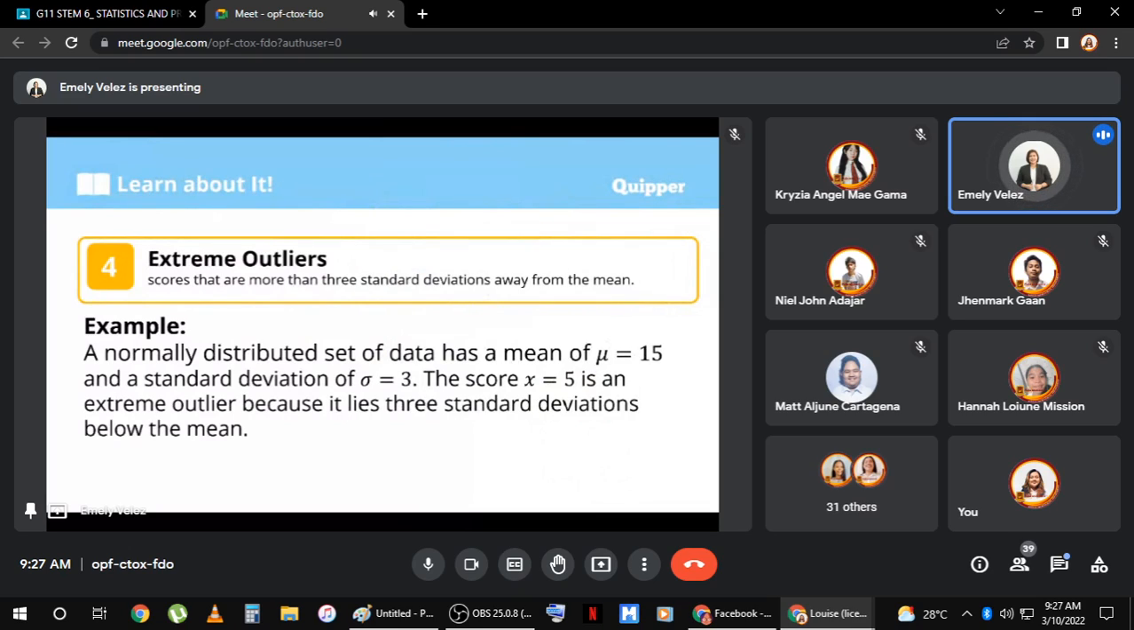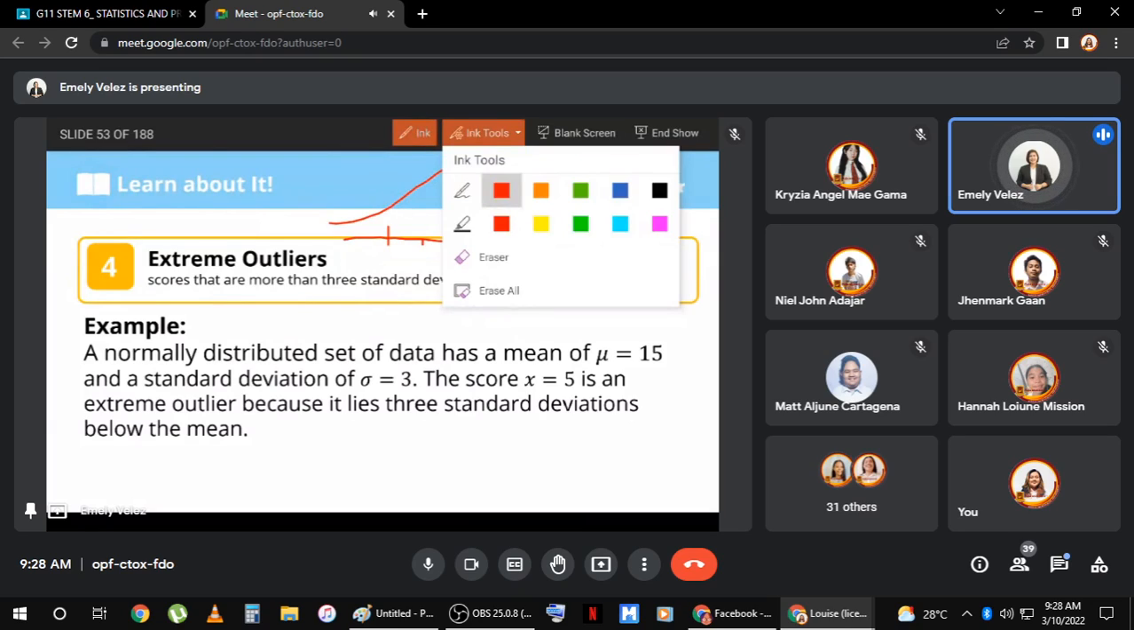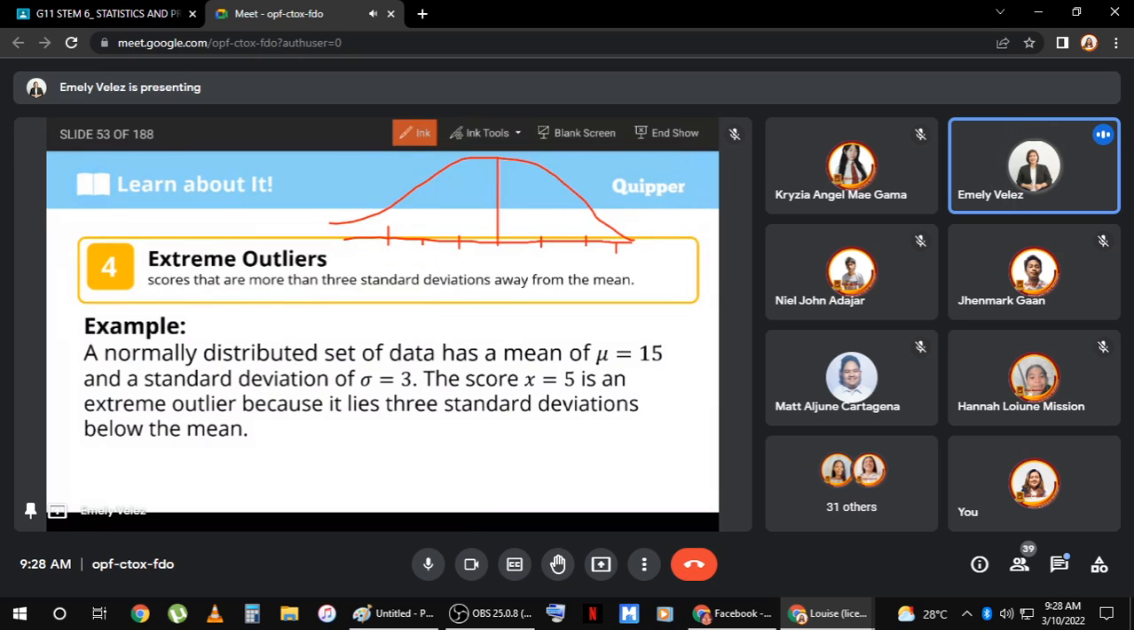Next to that, we have another type of outlier, which is the extreme outliers. Extreme outliers, the concept is just the same as earlier, but what we have right now should be located 3 standard deviations away from the mean. So that is where the extreme outliers are located, here and there.